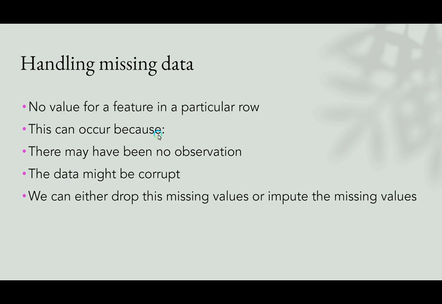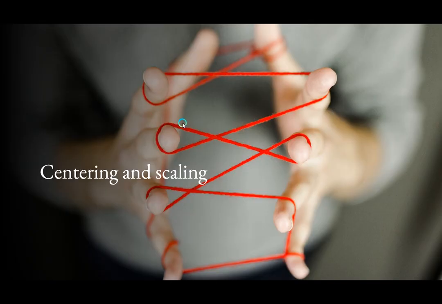So how do we handle these missing values? We can drop these missing values or we can impute them. We can impute them using different methods. For example, you can impute them using an ML model. You can impute them using the mean, mode, or median. Something like that. And yeah, that's for missing values.